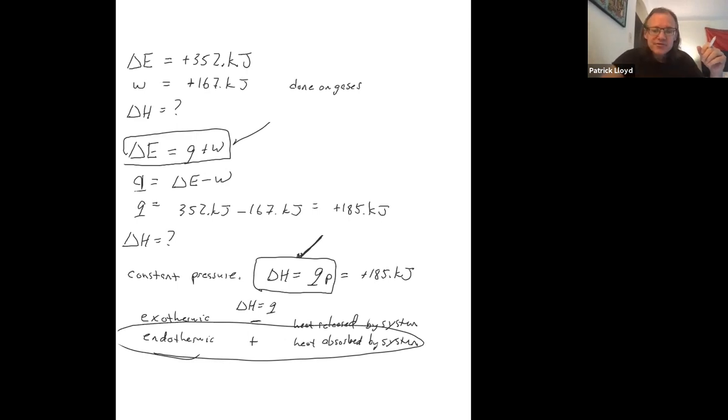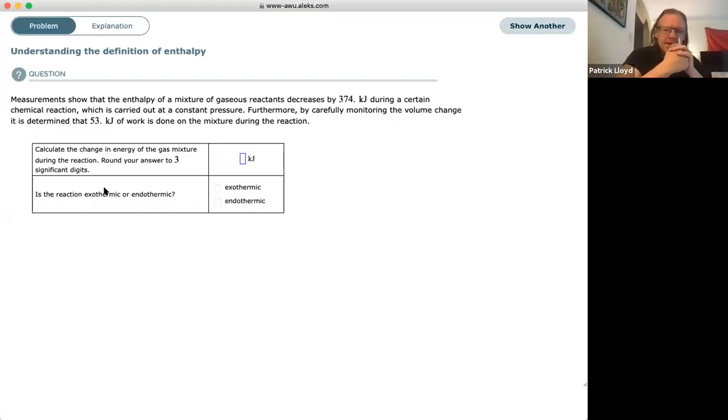Okay, so let me see. I'm just going to look real quickly and see if there are any that are significantly different. Oh, okay. Here's one, it's the same problem, but they changed it up a little bit. So let me show you this one. I won't go through this one completely. I'll just kind of talk you through it.